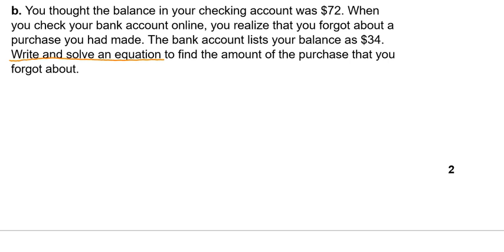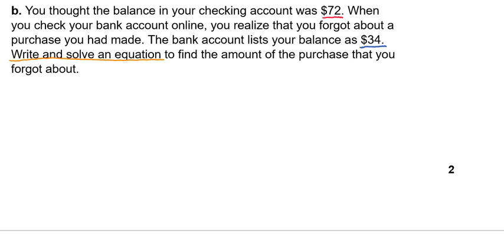So let's look at the information that we were given. It says you thought the balance in your checking account was $72, but when you checked your account online, it said that you had a balance of $34. You forgot, like, oh yeah, I made that purchase. I forget how much that was for. Maybe you lost the receipt. You just don't remember. So we know about the $72 that we thought it was, but it's actually $34. So there's actually a couple different ways we could write this equation.